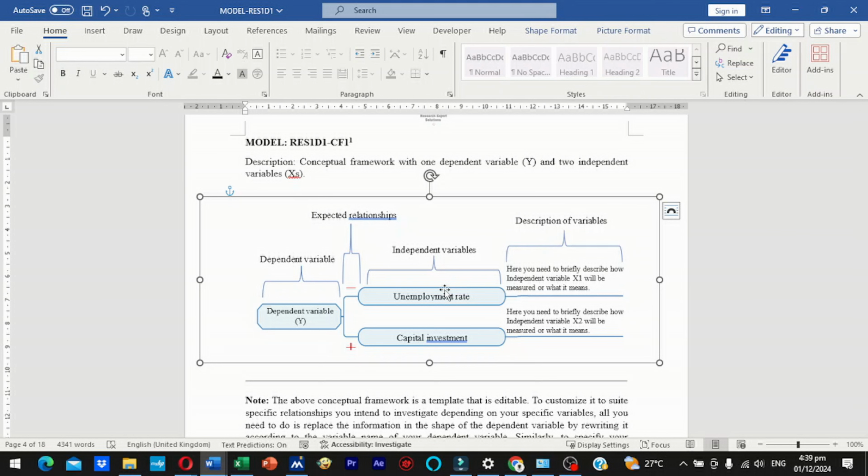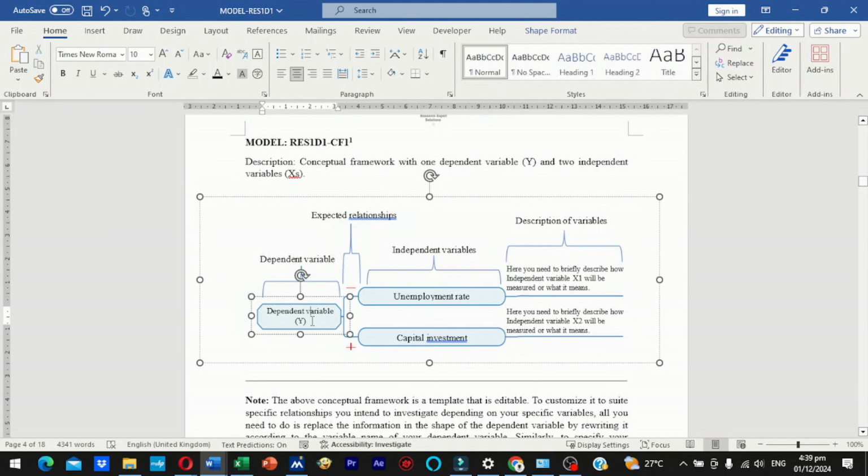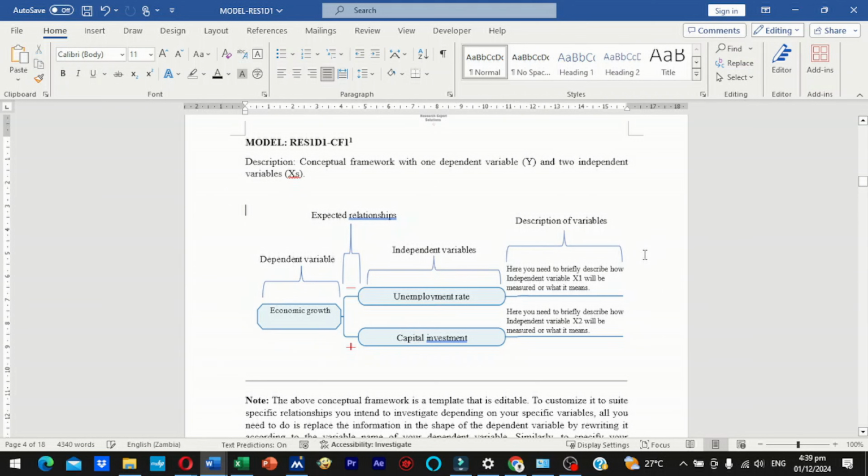Because when you're doing research, what you want to do is find out whether what has been hypothesized is actually the case. So in doing so, you have to have an idea of what the expected relationships could be. In this regard, if this is, say, economic growth, then we can say that unemployment rate is expected to have a negative impact on economic growth, and capital investment is expected to have a positive impact on economic growth.